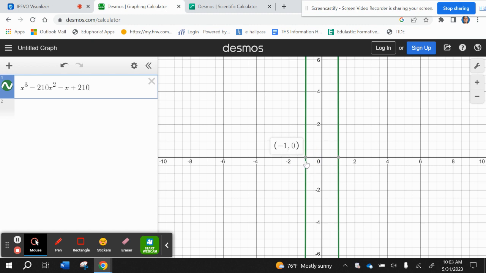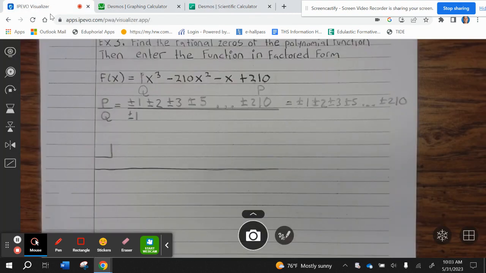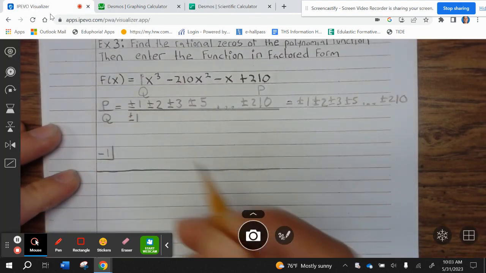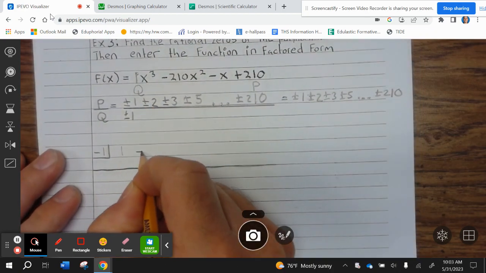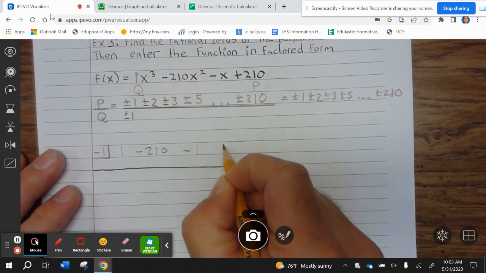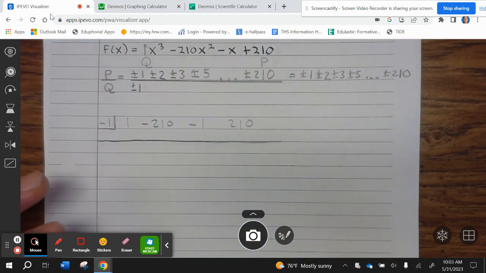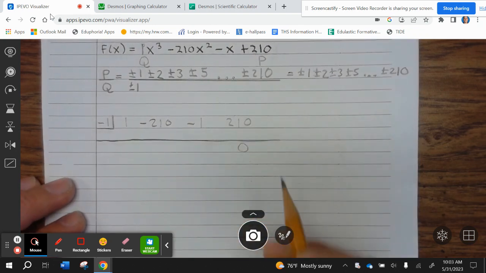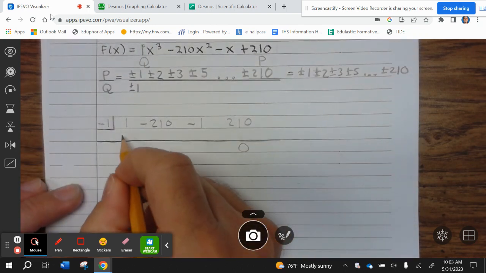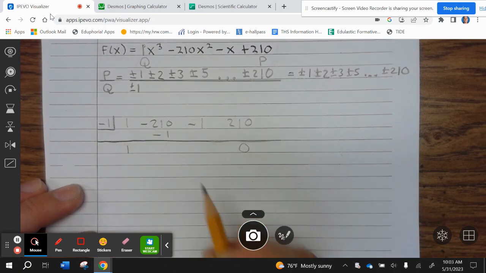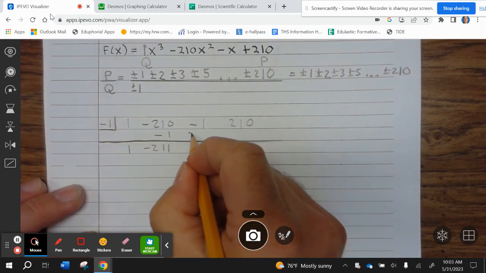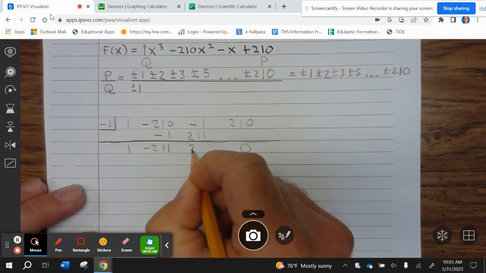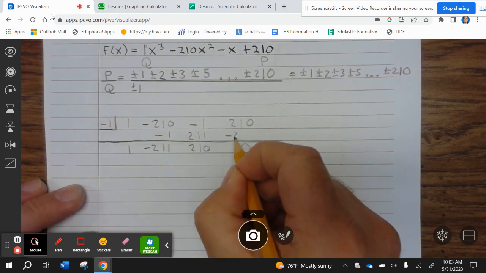We can use -1 as our number to start with. So let's start with -1. Bring down the 1, negative 210, -1, 210. We know the remainder is going to be 0, but let's make sure. Bring down the 1. -1 times 1 is -1. That becomes -211, which becomes a positive 211. That combines to be positive 210, -210.